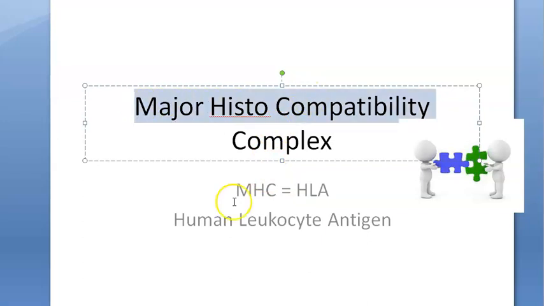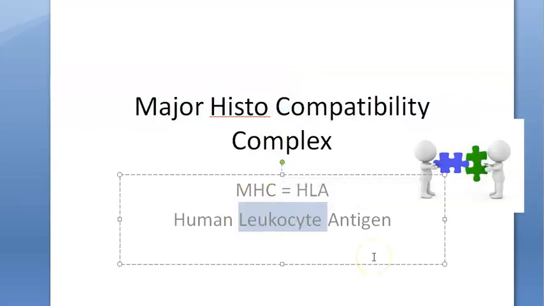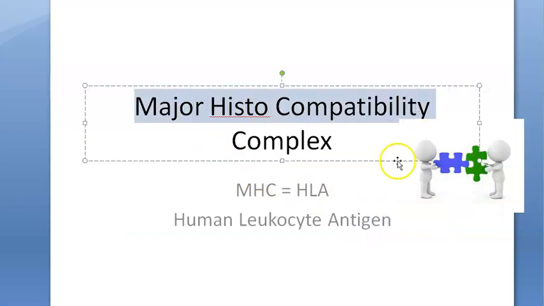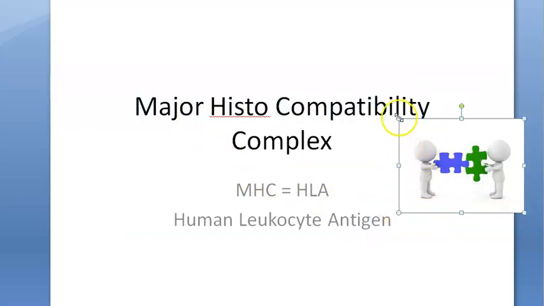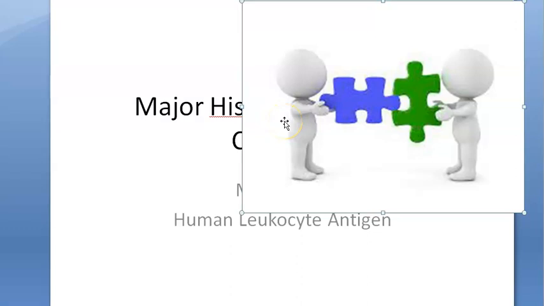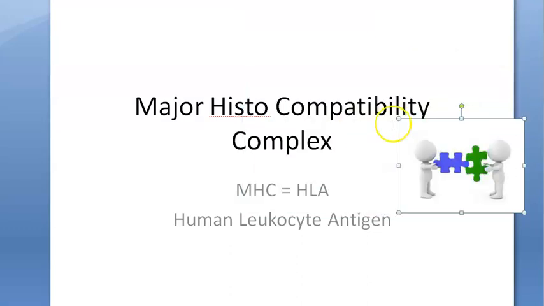Current name is this. Earlier they thought that these antigens are present only on WBCs, so they called it human leukocyte antigen, but these antigens are present on many other cells. Hence they have called it major histocompatibility complex. So you would have heard this a lot in organ transplant, isn't it? Two people have to be an HLA match, etc.